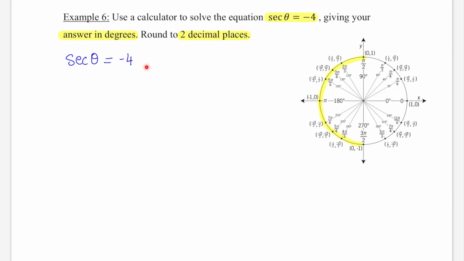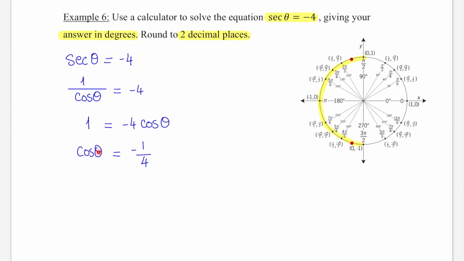I will first convert this into cosine, so that's going to be easier for us to work with. I will rewrite secant of theta to 1 over cosine of theta. Next, I am solving for cosine, so I'm going to multiply both sides by cosine to get 1 equals -4 times cosine of theta. And then divide both sides by -4 to have cosine of theta equals -1/4. Cosine of theta equals -1/4. It should be somewhere in here and in here.